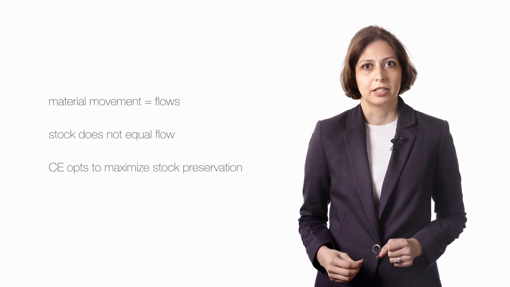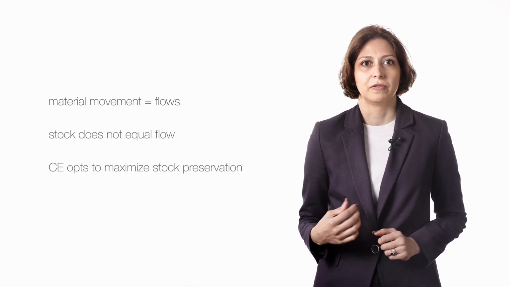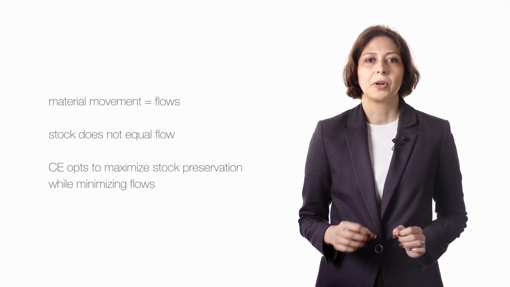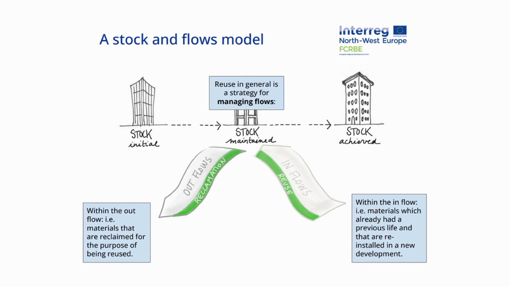In a circular economy, the focus is on maximizing stock preservation, which involves minimizing the generation of flows, both outgoing and incoming. In any case, the changes to the existing stock can be quantified as a preservation rate. The reclamation rate represents the portion of the disposed material that is carefully reclaimed for reuse. And if these materials are reused on the same site, it's called the reuse rate.